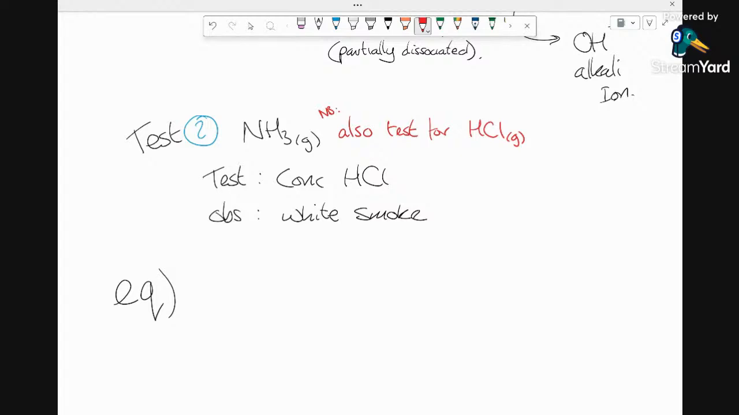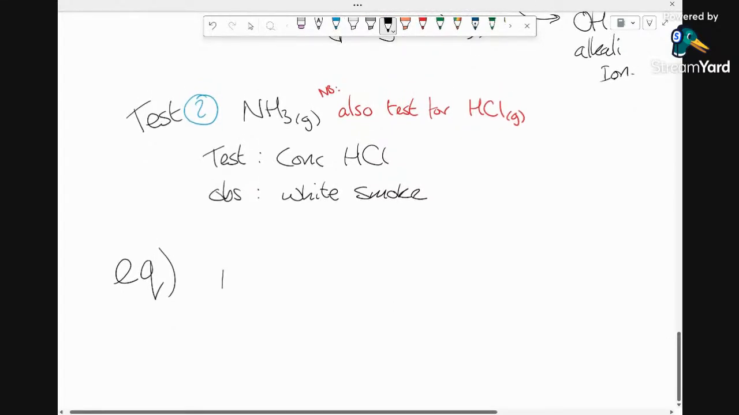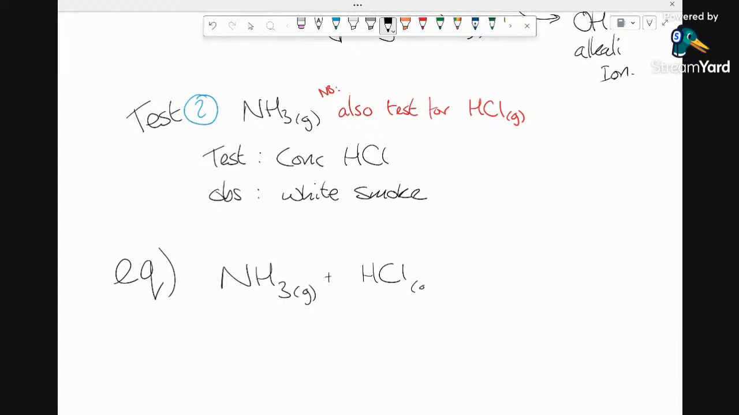You're going to add concentrate. I shouldn't do it like this, should I? It needs a separate box. The equation is ammonia gas will react with HCl gas, if you like. That's why it needs to be conc, because it's going to give off smoke. And it will form ammonium chloride salt, which is an ionic solid, hence the white smoke. Smokes are solids, fumes are gases.